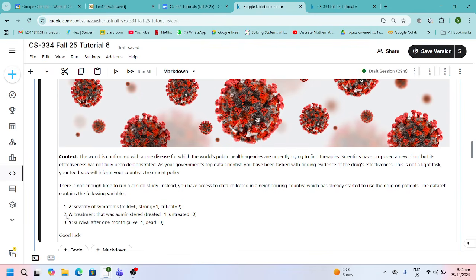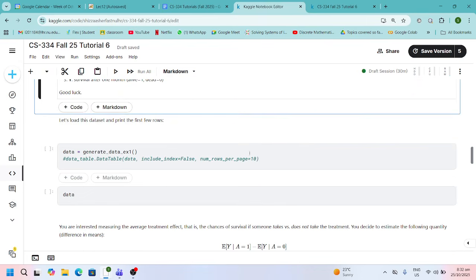Then I have another variable, A. A just tells you whether the treatment was administered or not. If the value of A is 1, it means that the person was given treatment. If the value of A is 0, then the person was not given the treatment. They were in your control group. And then I have Y. Y is the survival after 1 month, and Y can have only two values. Either the person is dead after a month or the person is still alive. Okay, with that, let's get started.